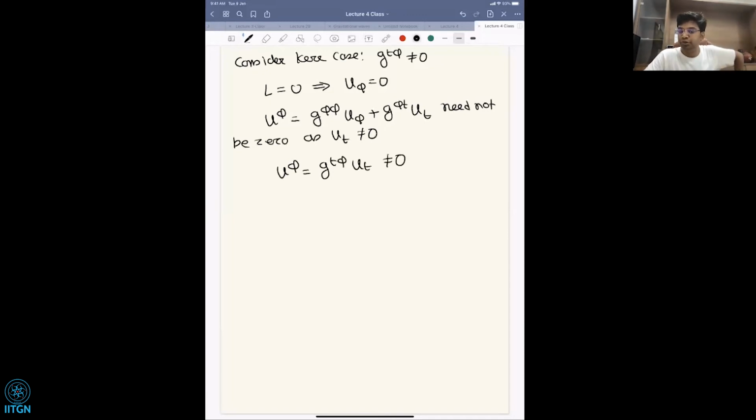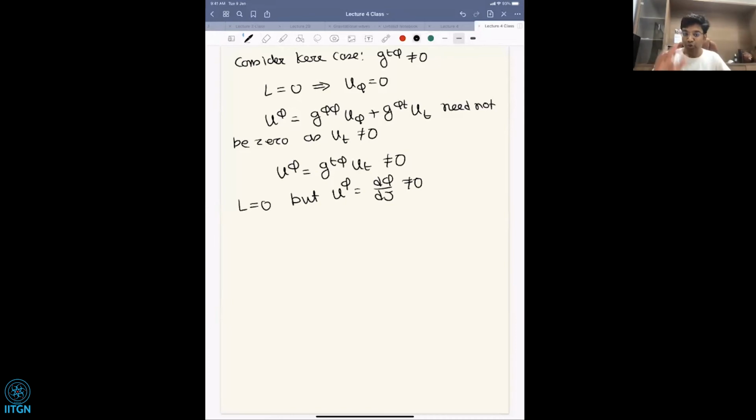So therefore, we can have a situation L equal to 0, but u phi equal to d phi d tau not equal to 0. So you can have a non-trivial observer which has angular momentum 0, but still has angular velocity. It's very strange. So they are rotating, they have angular velocity, but they don't have angular momentum.